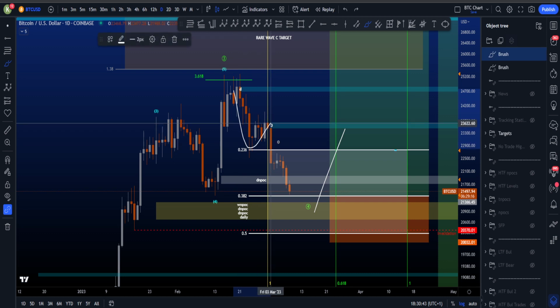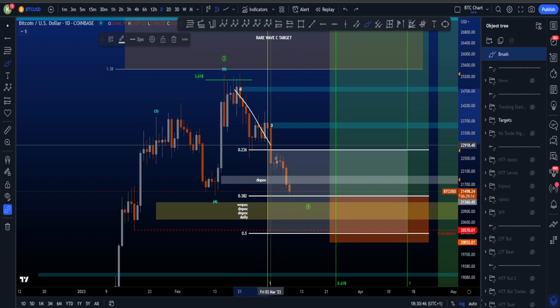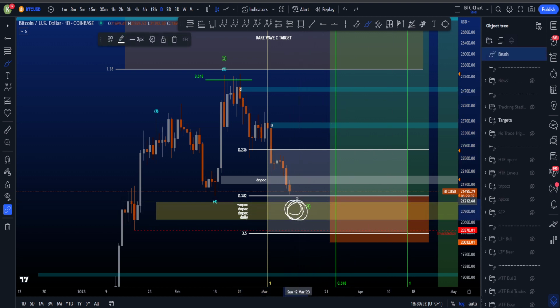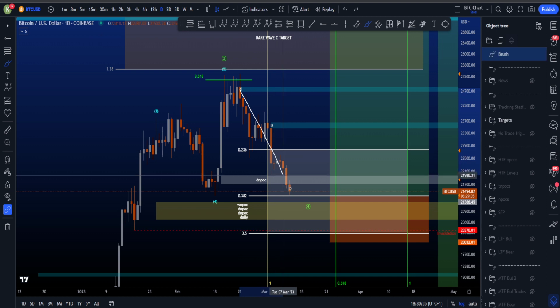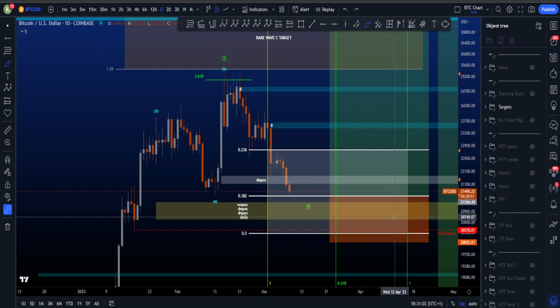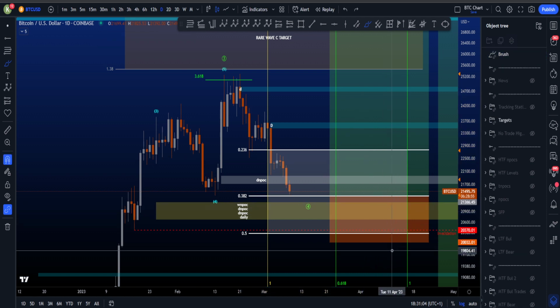Because if this is only the first part of this wave 4, and this is some sort of an A, then a B, and then a C, the problem that I have is that this target box will then already be tested in the first wave of this wave 4, and the second time around, it will provide a lot less resistance, and there's a higher probability price will continue to the downside.